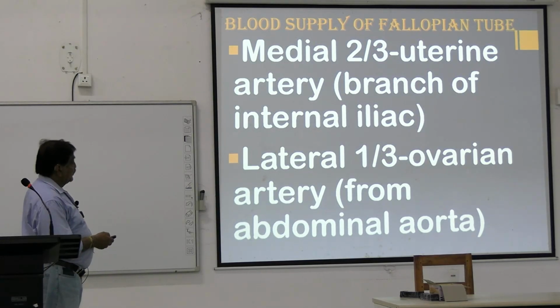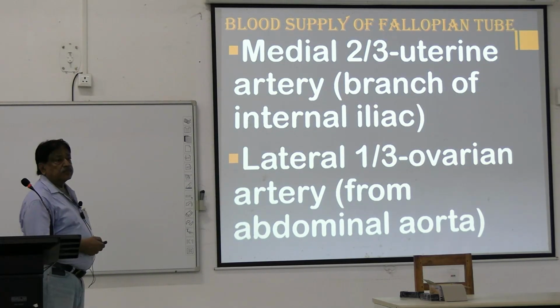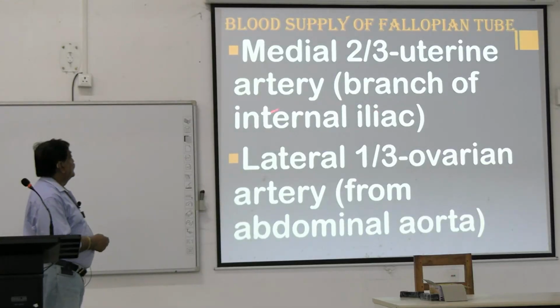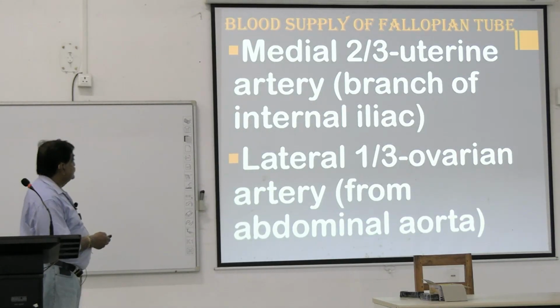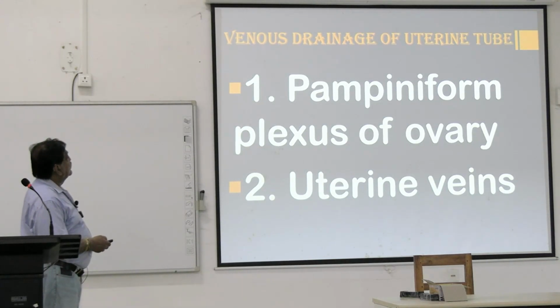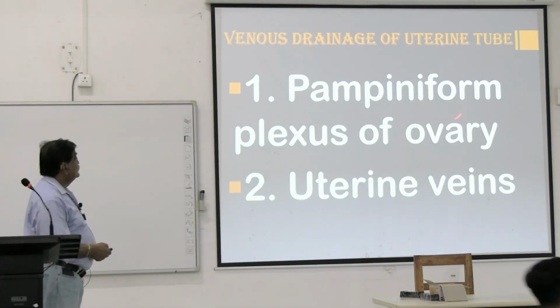Blood supply of the fallopian tube. These can all be short notes of the fallopian tube. Medial two-thirds from the uterine artery, branch of the internal iliac; lateral one-third from the ovarian artery from the abdominal aorta. Now, venous drainage of the uterine tube is the pampiniform plexus of the ovary and uterine veins.